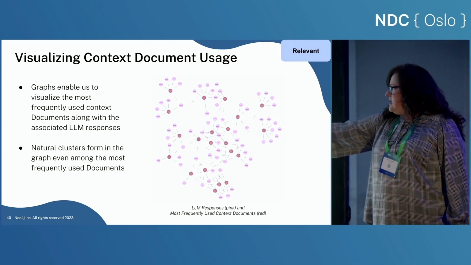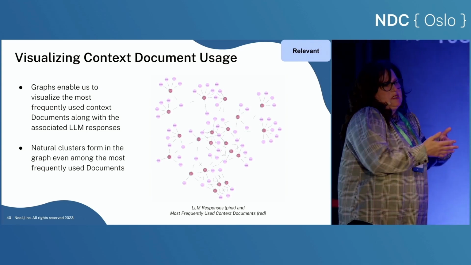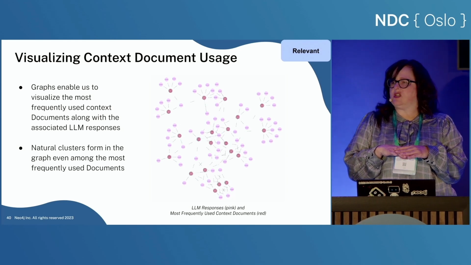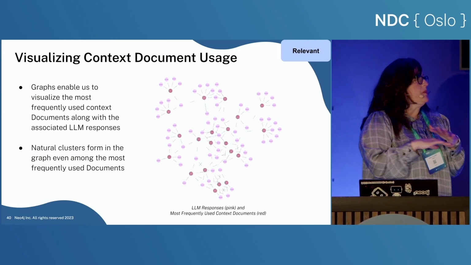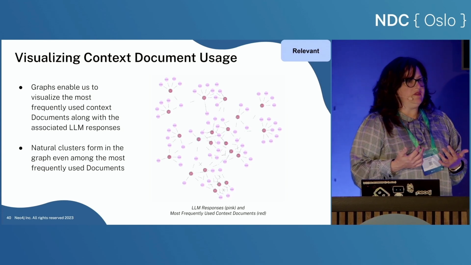In those situations, what we're seeing is that those context documents came into this one response. But what we see in the center is there's a lot more interconnection. And so this is telling us that these conversations here are repeated conversations. These are the documents that are being hit more often.